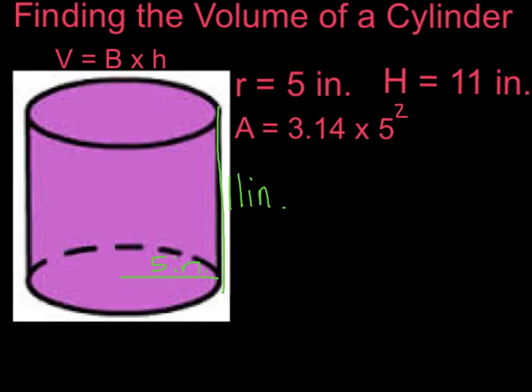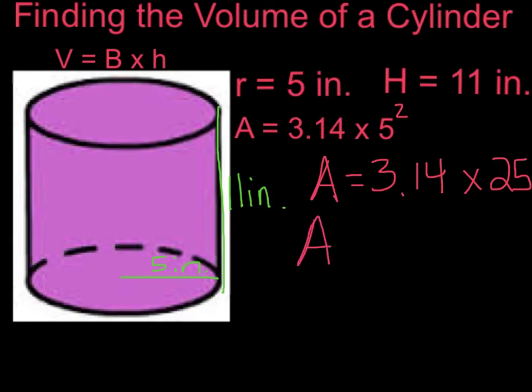Using the order of operations, the first part of this problem that I need to eliminate is the 5 squared. I'm going to keep 3.14 since I haven't used it yet, but I'm going to change 5 squared to 25 because 5 to the second power is 25. Next, I need to multiply 3.14, or pi, times 25 to find the area of the base. 3.14 times 25 is 78.5 inches squared.